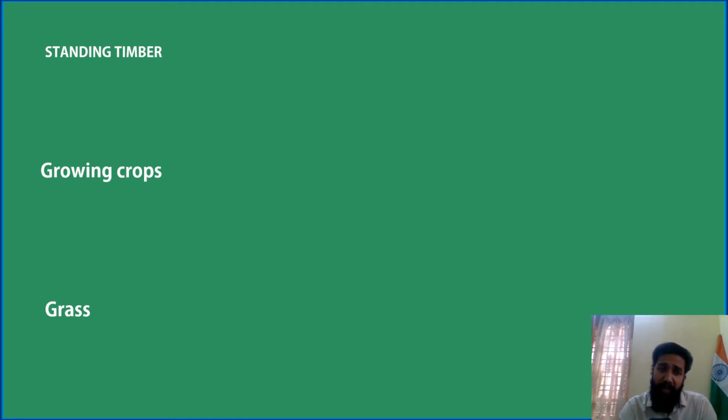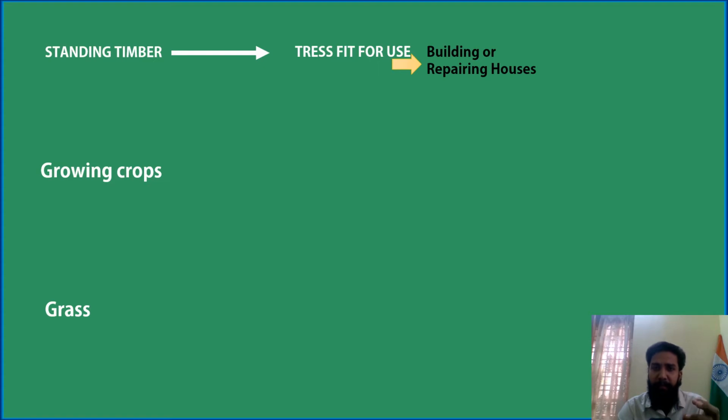Now we have to know what the law means by standing timber. Standing timber is trees fit for use in building and repairing houses. So you don't have to think too much about standing timber. Anything which can be used for building and repairing houses, and it should be a tree fit for use. Okay, and that tree we use for building or repairing houses and things like that, such a thing we call standing timber.